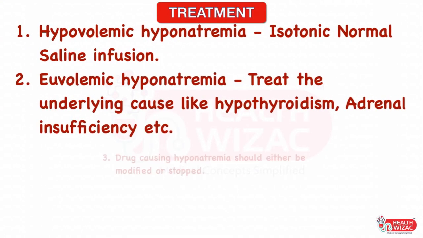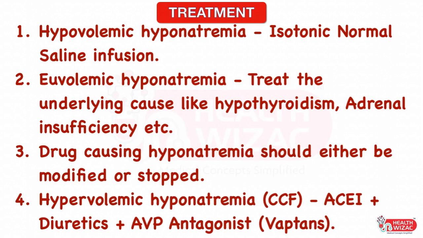Patients with hypovolemic hyponatremia should be treated with isotonic normal saline infusions. In patients with euvolemic hyponatremia, we should first treat the cause. A detailed drug history of the patient should be taken, and if any drug is causing hyponatremia, then it should either be stopped or modified.